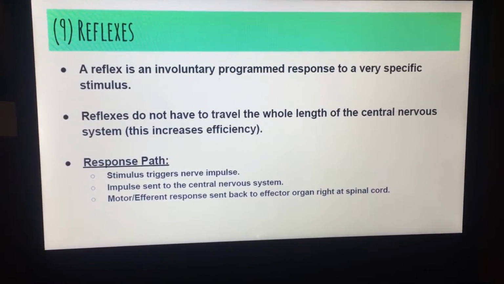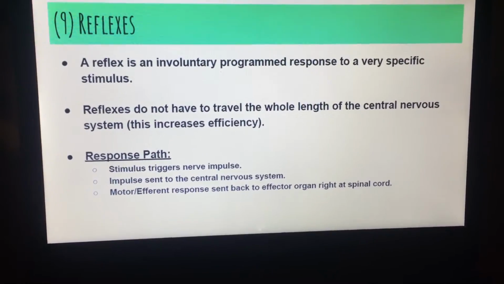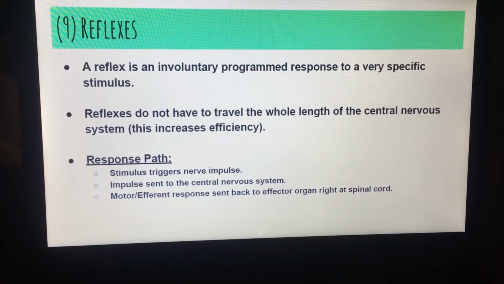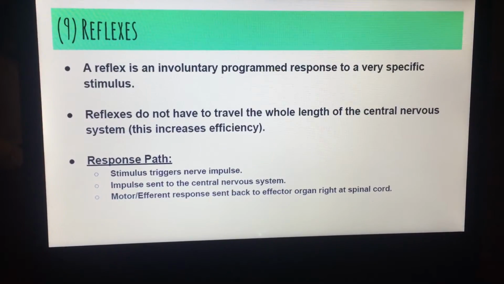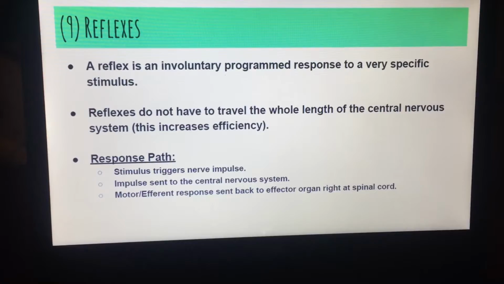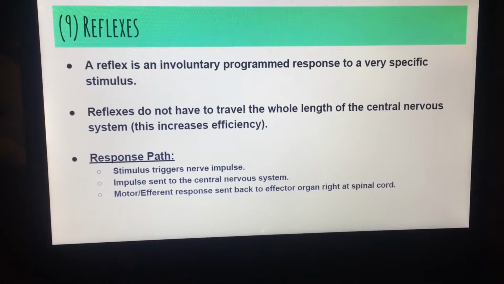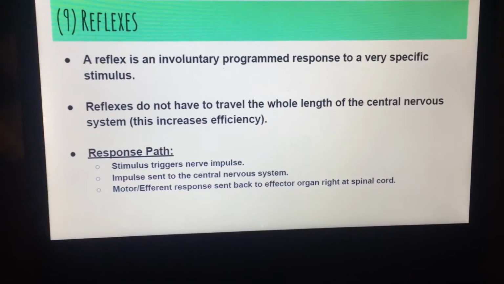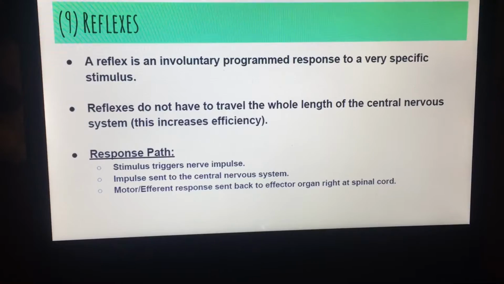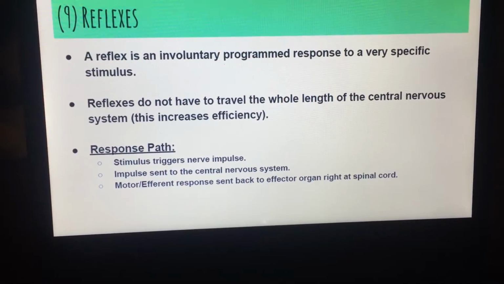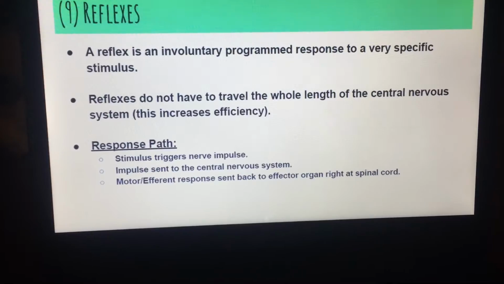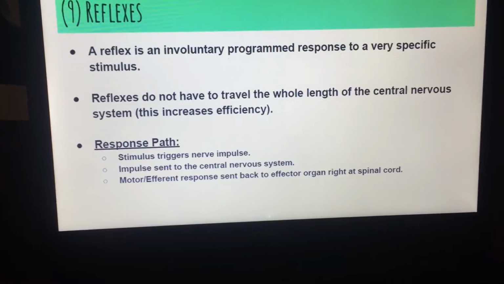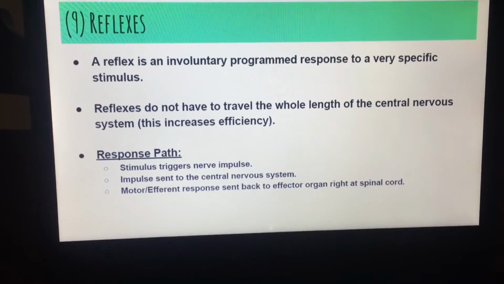Now, because they have to happen so much faster than the typical nerve impulse and typical response, reflexes do not travel the entire length toward the central nervous system and all the way back to the effector organs. Traveling all that just decreases speed, so to increase efficiency, your reflexes reroute at the spinal cord. So you have some sort of stimulus that triggers a nerve impulse. This impulse is sent toward the central nervous system to the spinal cord, and it's actually rerouted right at the spinal cord back out to the effector organ to make you flinch, reflex, or respond as necessary.